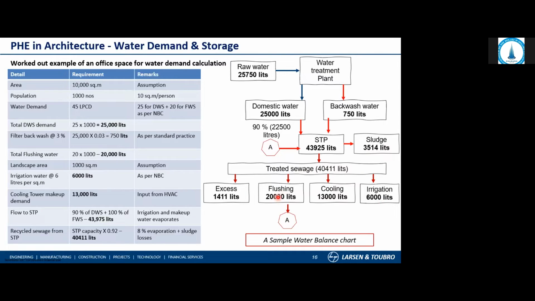So this flushing, where we are going to use it, it is going to the building, and it will come back to the STP only. That's why that A is depicted here. Actually, there should be a recirculation happening in this particular water.